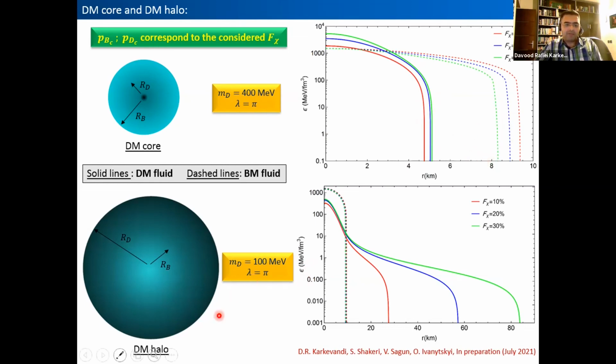And again, here we have the DM halo structure, which is related to lighter bosons, for example 100 mega electron volt, lambda equal to pi. You can obviously see, for example, that the DM core radius is about 5 kilometers, but we have a BM shell around it, and in this case the BM radius is about 10 kilometers. However, we have a very large radius for the DM halo, about 30 kilometers, 50 kilometers or 80 kilometers, and by increasing the fraction, the radius of the DM part will increase. In this case, we will see a decrease in the BM radius by increasing the fraction.